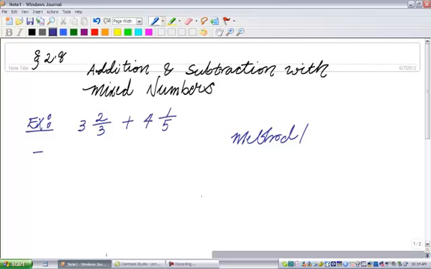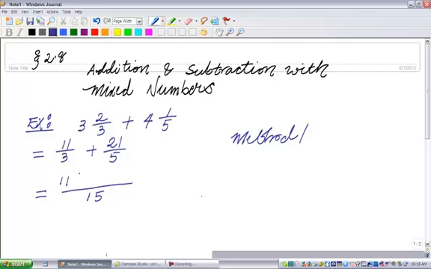Method 1 is you first convert each mixed number to an improper fraction. 3 times 3 is 9, 9 plus 2 is 11. So it's 11/3. 4 times 5 is 20, 20 plus 1 is 21/5. And then, I'm not multiplying or dividing, right? It's adding, so what's the common denominator? 15 is the common denominator.